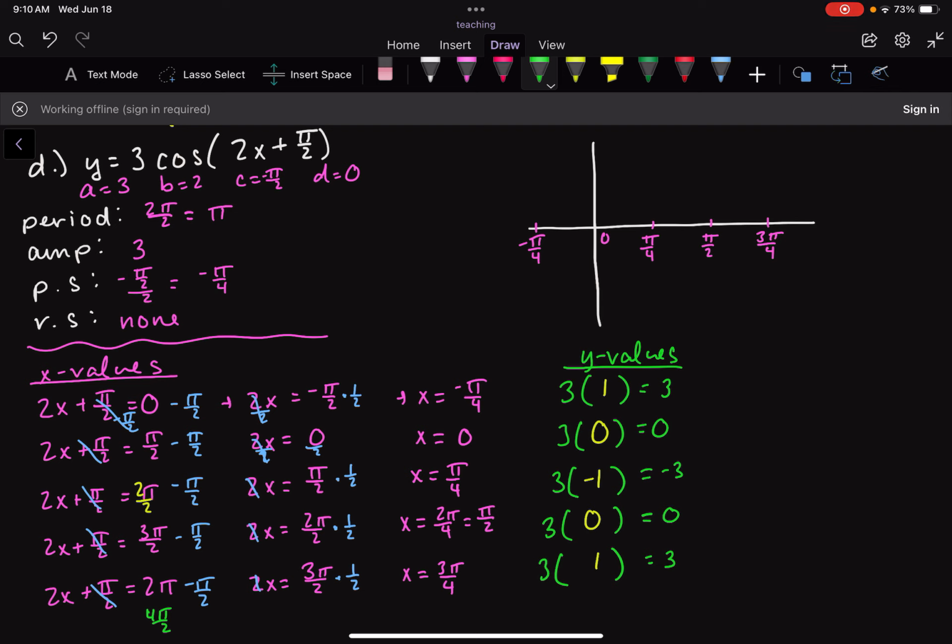So you'll see because I didn't change my a or my d, the range and stuff didn't change. It's just that my actual points changed because I changed from sine to cosine. So let's see, this one goes up to negative 3, up to positive 3, down to negative 3. So I get 3, 0, negative 3, 0, positive 3.